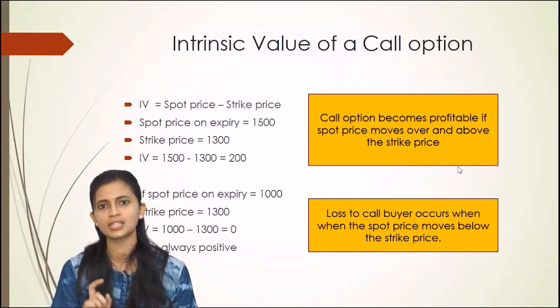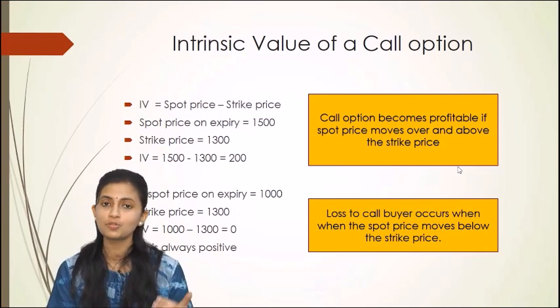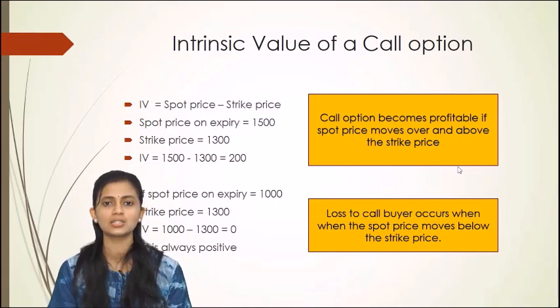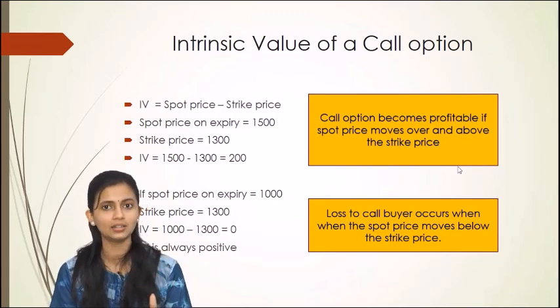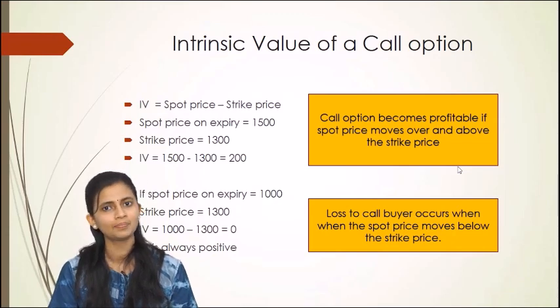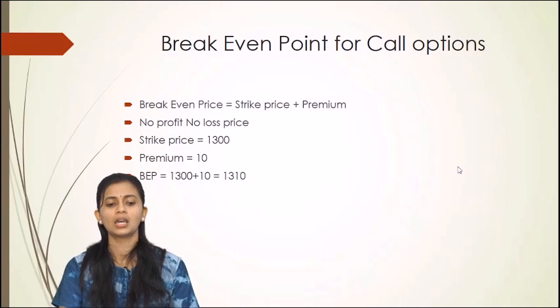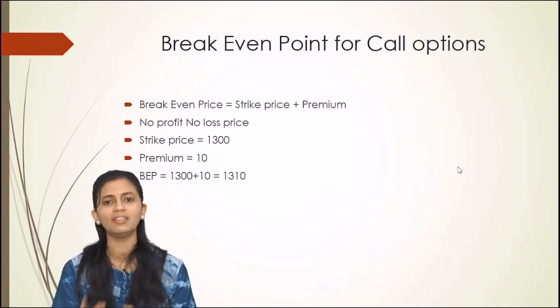And when can a loss happen in the case of call options? If you are a buyer, loss can happen when the spot price moves below the strike price. That is, if your prediction goes wrong and the stock moves below the strike price, the price at which you entered the contract, then you will end up making losses. Hope this is clear. Now, you should also know the term break-even point.